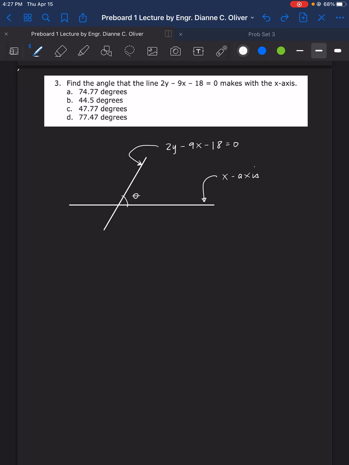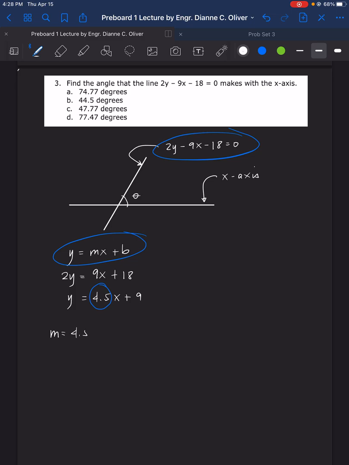Okay? So to find first the slope, we have the formula y equals mx plus b. Using this equation here, for y, we have 2y equals 9x plus 18. Divided by 2, we have y equals 4.5x plus 9. Therefore, from this formula, we can find the slope as 4.5. Therefore, m is equal to 4.5, defined as the rise over run.